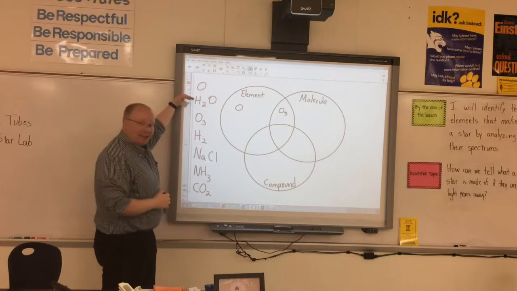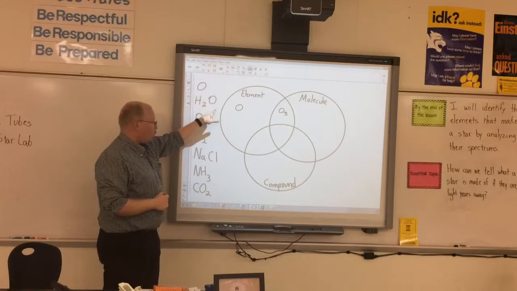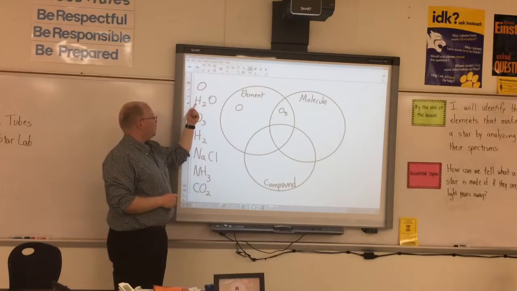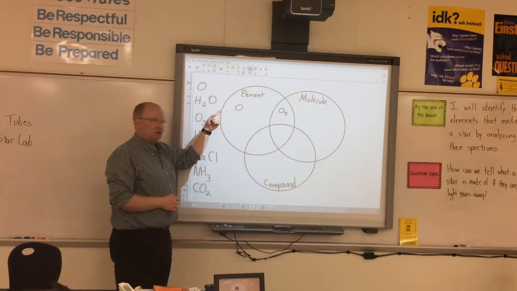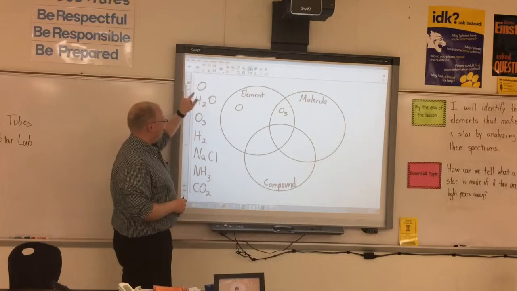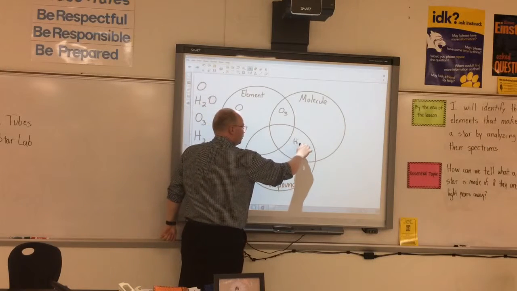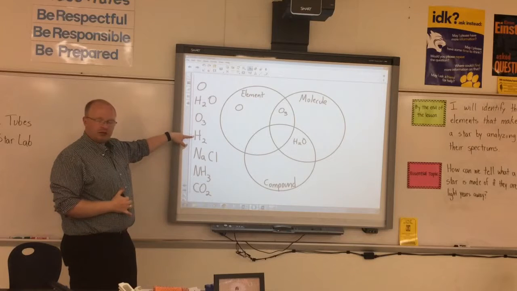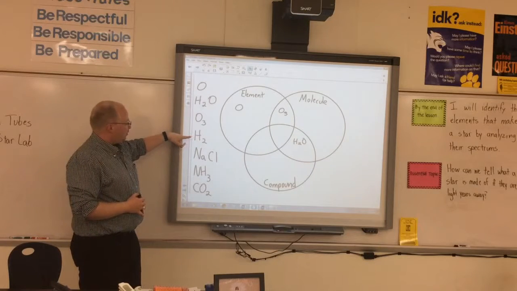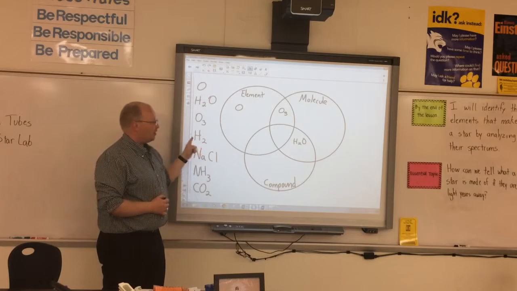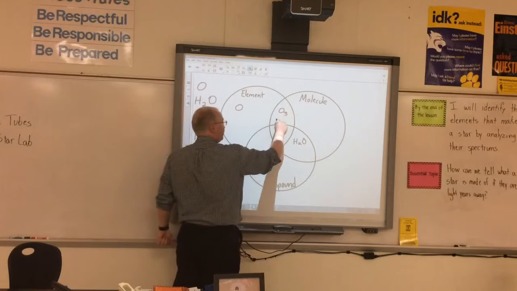But if I go back up to H2O, I have two H's and one O. That's more than one atom, so it is a molecule, but it's two kinds, H's and O's. So that makes it fit under the definition of compound. And because it's both more than one atom and more than one kind, I'm going to put it here, H2O. Jump down to H2. Think about it for just a second. Look at the examples we've already got up on the board. Where would it fit? I only see one kind, so that makes it an element. But I see more than one atom, so that makes it a molecule as well. So it's going to be between element and molecule.